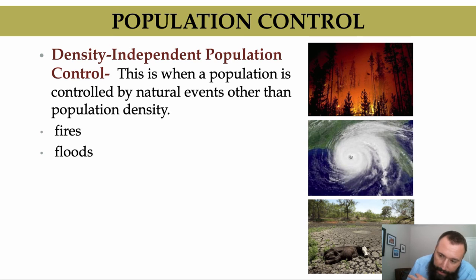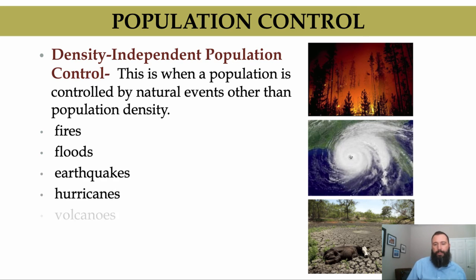Floods can wipe out the topsoil of an area and decrease the amount of vegetation and plants that can then grow there, right? And that happens regardless of how many plants were there prior to the flood coming through. Earthquakes, hurricanes, and volcanoes can also destroy habitat or displace animals or destroy plants, right? And that happens regardless of how many of those individuals there were, because it's density independent population control. The population decreased independent of how many individuals there were in the area.